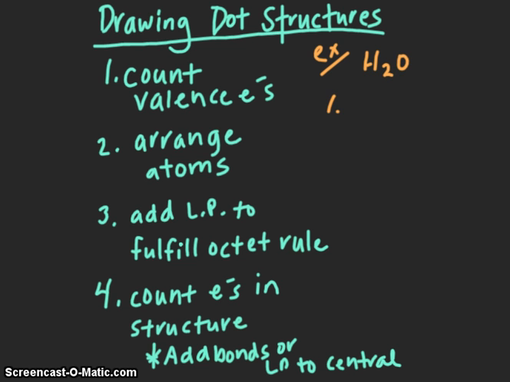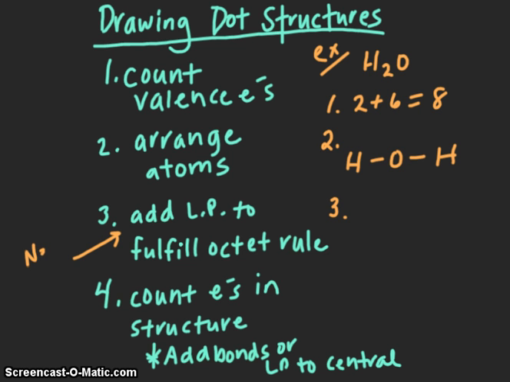So for example, if I'm drawing the dot structure of H2O, step one, if I count valence electrons, 2 from hydrogen plus 6 for oxygen is 8. I draw, the O is going to go in the middle with H's on either side to make it symmetrical. Step three, I'm going to add lone pairs to fulfill my octet rule.